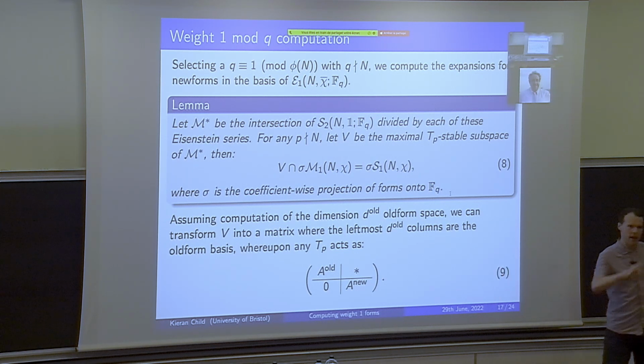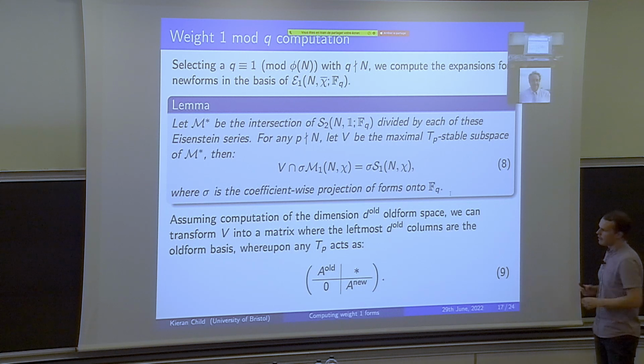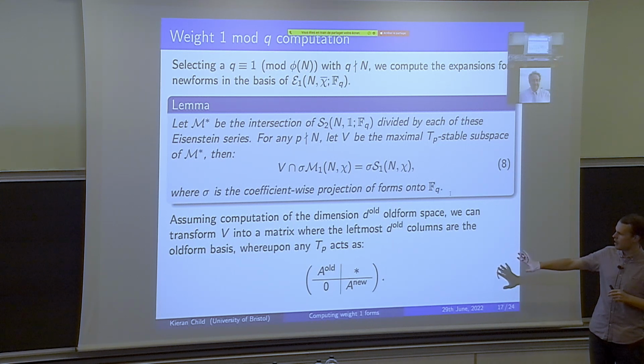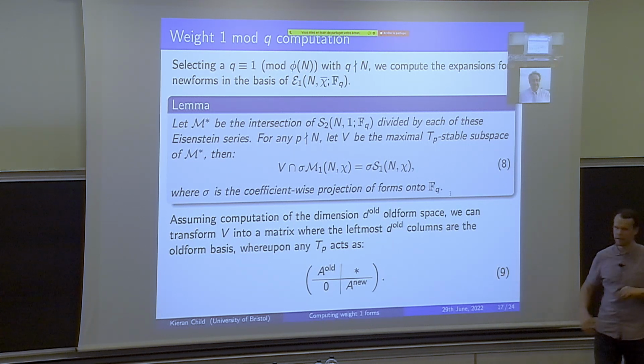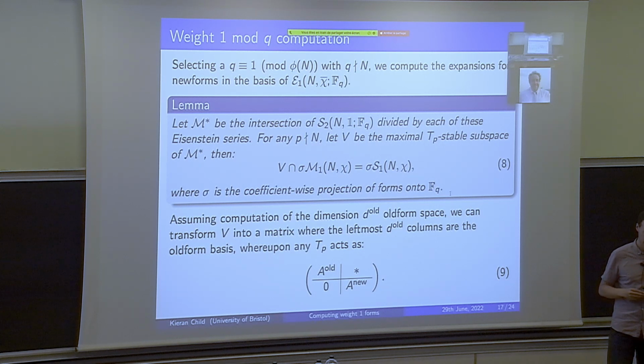There'll be some square matrix in the top left on how it acts on oldforms. We're going to have zeros in the bottom left. And we're going to have another square matrix in the bottom right, which I called A_new, but of course not everything there is going to be a newform. By finding the eigenvalues of any T_P, we will be able to construct eigenforms of our newform basis, of our purported newform basis.